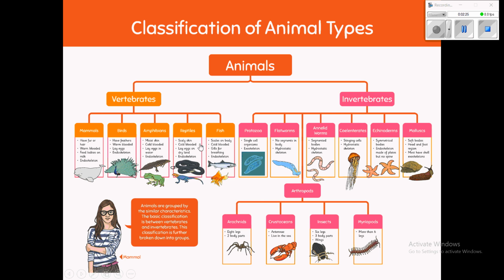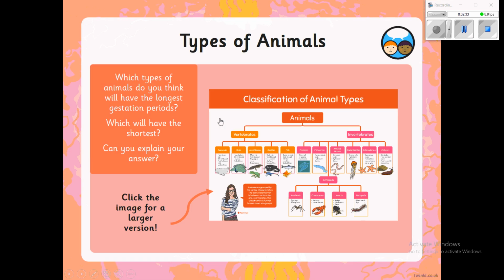So looking at these types of animals, all along here, the mammals, birds, amphibians, reptiles, fish, and then all of these in the invertebrates, I want you to tell me which type of animal you think will have the shortest gestation period and which will have the longest gestation period. And why do you think that? So write that down in your books for me. Obviously, you're not really going to know the answer. You've not looked at this before. That's absolutely fine. So I just want you to have a little guess, have a little prediction. What do you think?